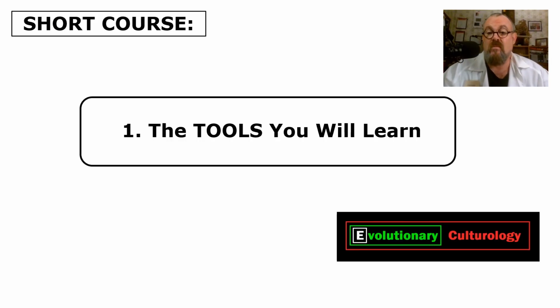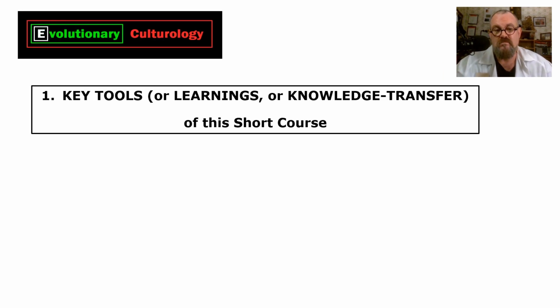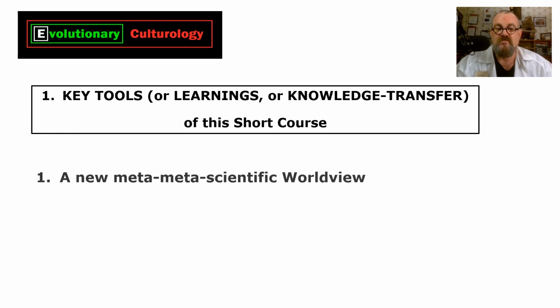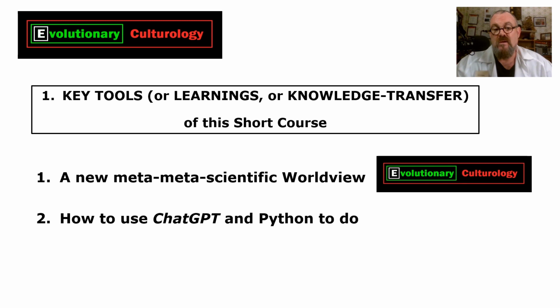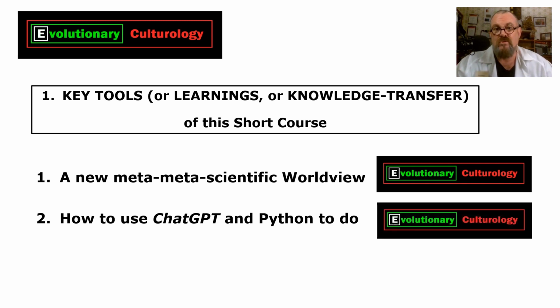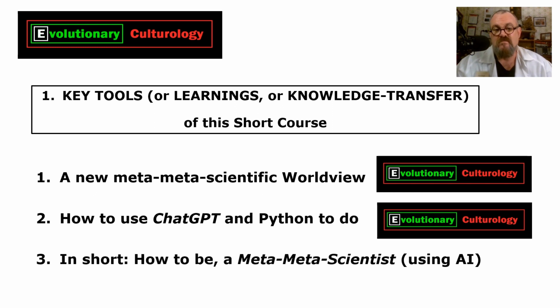So moving on to number one, the tools you will learn. These are the key tools or learnings or the knowledge transfer of this short course. Number one, a new meta scientific worldview: evolutionary culturology. Number two, how to use ChatGPT and Python to do evolutionary culturology. And in short, how to be a meta scientist using AI.